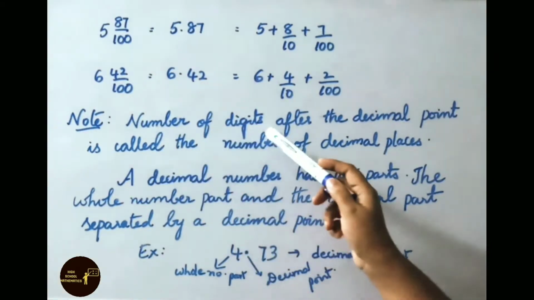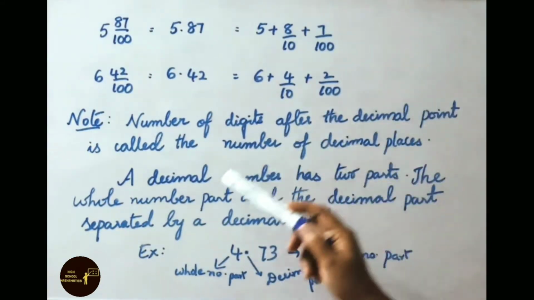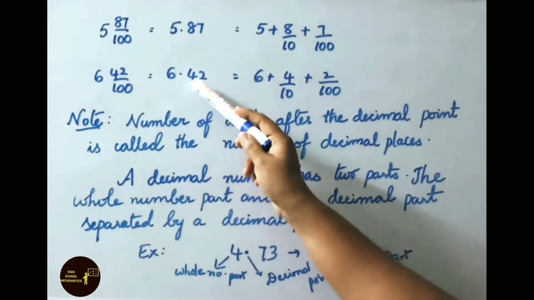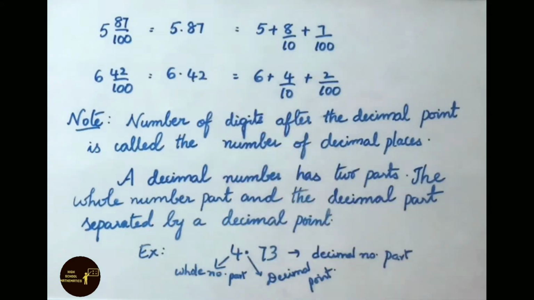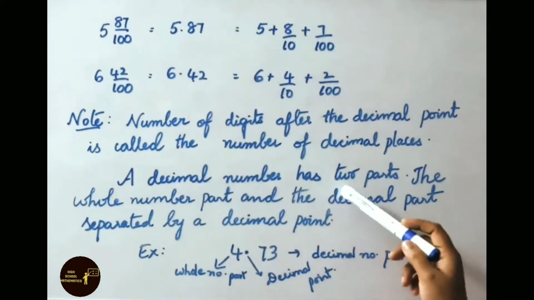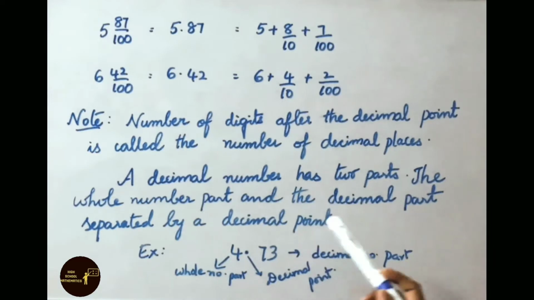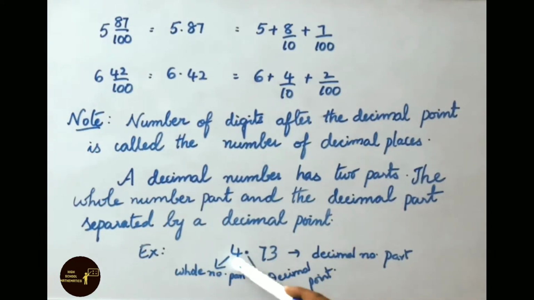See the note. The number of digits after the decimal point is called the number of decimal places. See, in this example there are two digits after the decimal point, so we can call it two decimal places. See the definition: a decimal number has two parts, the whole number part and the decimal part, separated by a decimal point. See the example 4.73. Here 4 is called the whole number part. The point is called the decimal point and 73, the digits after the decimal, is called the decimal part.